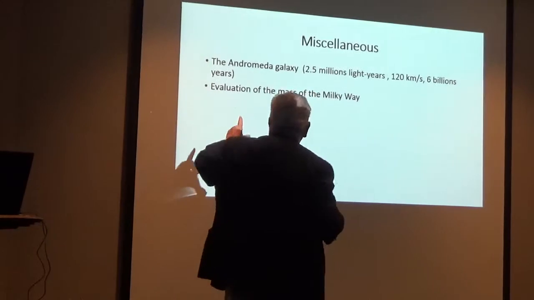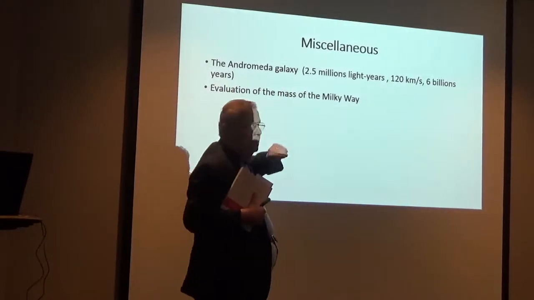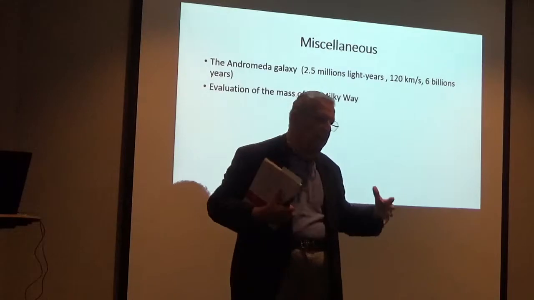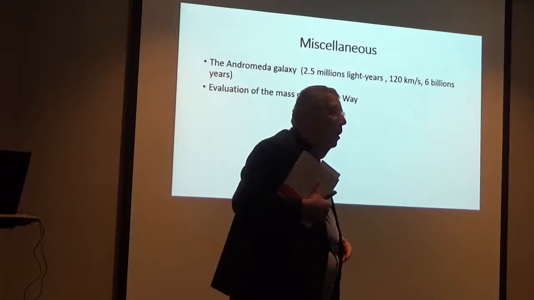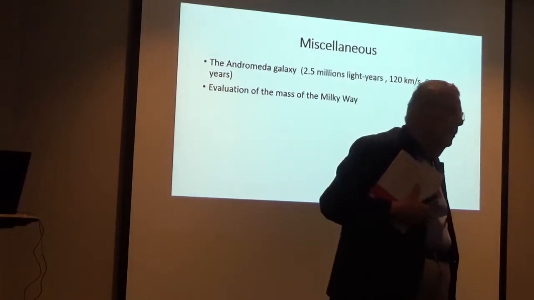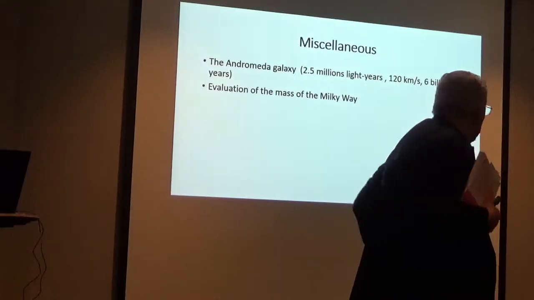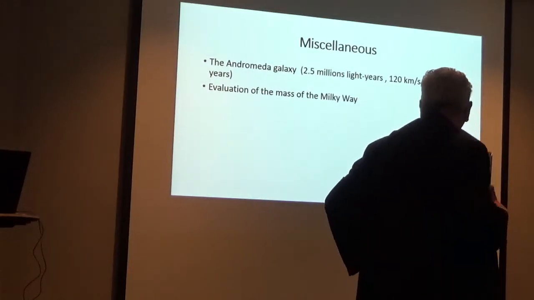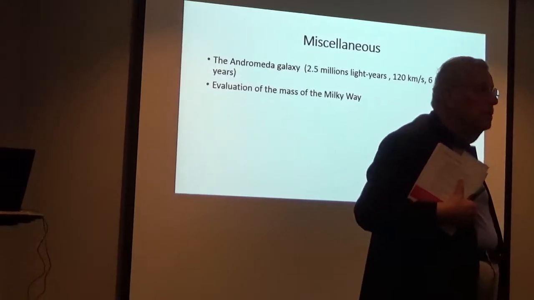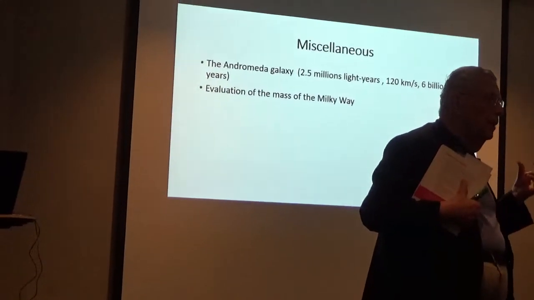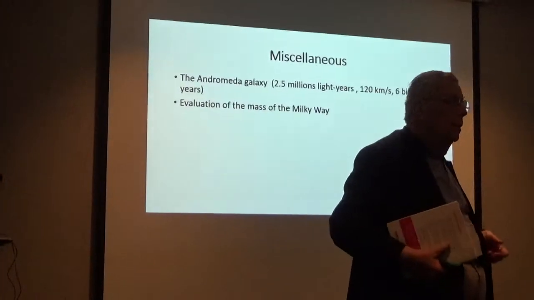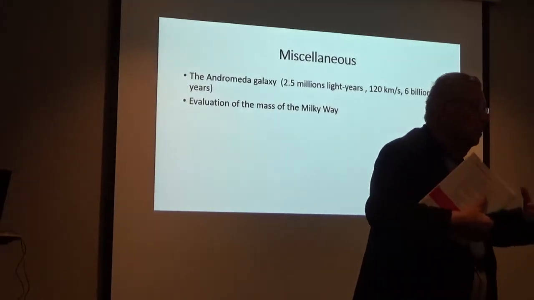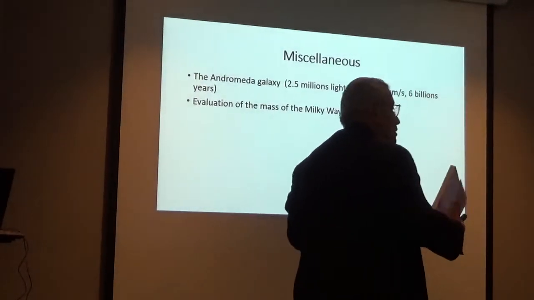And another point, the Andromeda galaxy, which belongs to the local cluster, is approaching at a velocity of 120 kilometers per second. Its distance is 2.5 million light years. So it means that the collision between our two galaxies will be in 6 billion years. Evolution in a cluster is extremely long. It takes cosmical time.